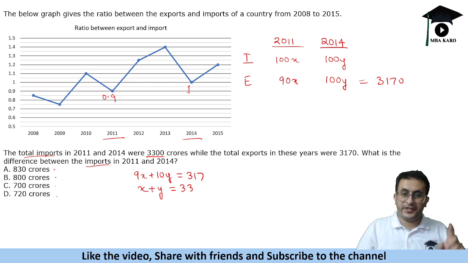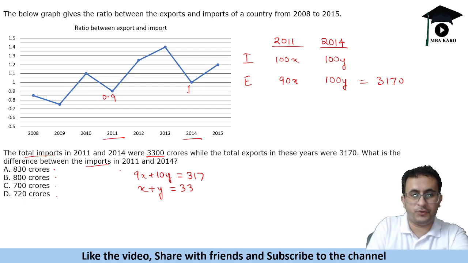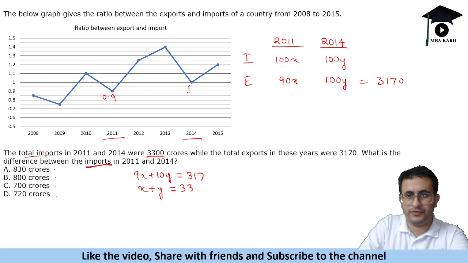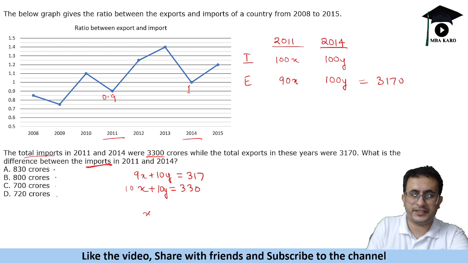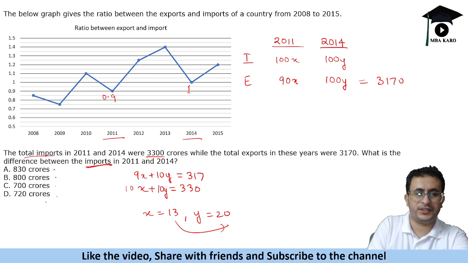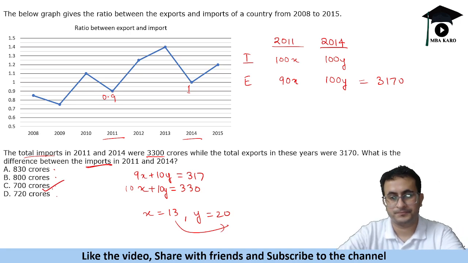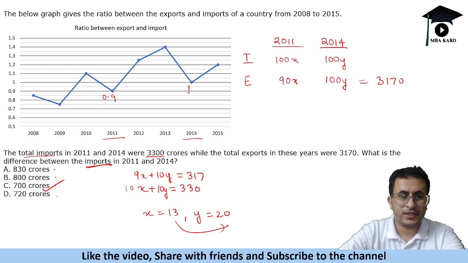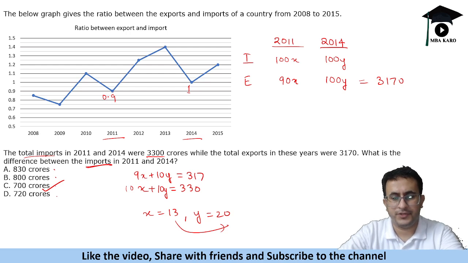Which variable should we remove? We have to deal in imports, but we can remove any of the variables, it does not matter. So 10x plus 10y will be 330. When you take the difference, we get x equal to 13. This gives y equal to 20. The difference between the imports is 7, and multiplied by 100, that is 700 crores. So that is the answer to this question. A pure application of percentages, just a play of numbers.